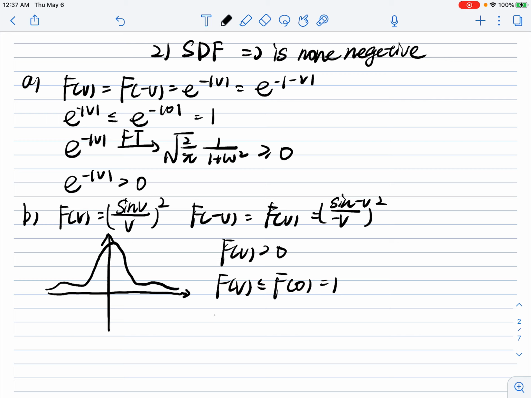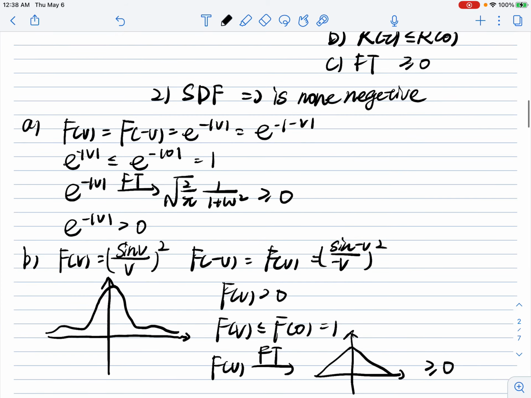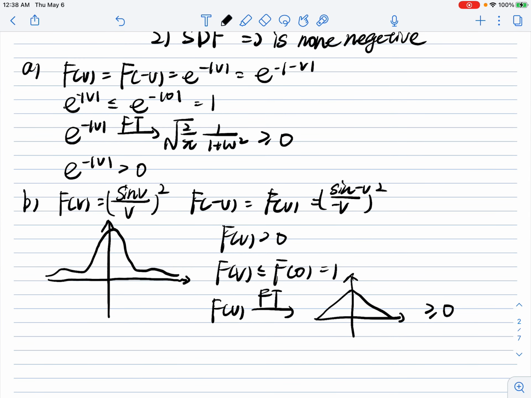And its Fourier transform is, it is, so it also meets all the requirements.